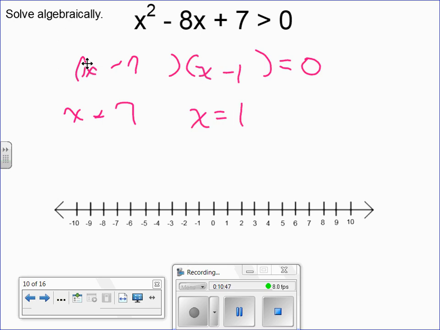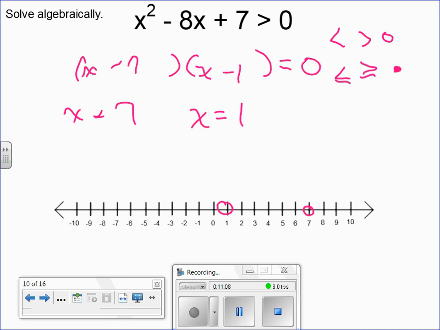If your symbols are less than or greater than symbols, you will use an open dot when you go to graph the points. If they're less than or equal to and greater than or equal to, you'll use solids. I feel like we've done that since 8th grade math. So we're going to go to positive 7, or we're going to go to positive 1, and we're going to do open dots there. Positive 7 and positive 1, open dots.